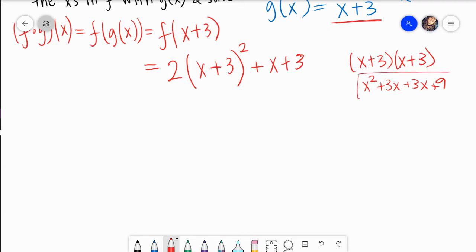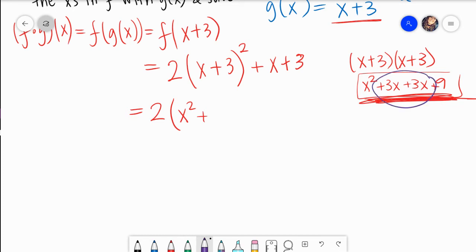So this is what I plug in now to my parentheses, because I've evaluated it being squared. So it's no longer going to be squared, but it is going to get replaced with that. So 2 in parentheses is now this. I get x squared plus, if you look here, my positive 3x and positive 3x becomes a positive 6x. And then positive 9 plus x plus 3.